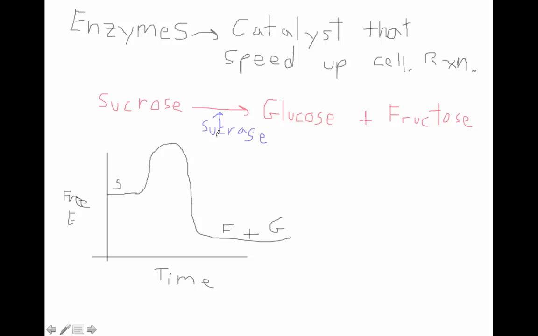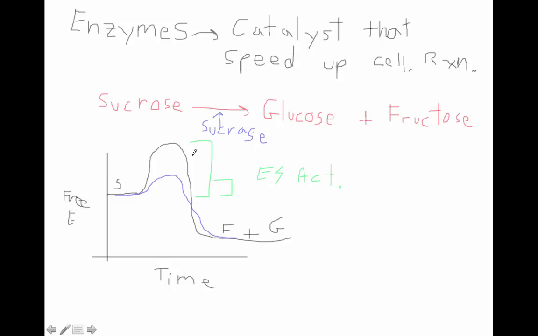So what this enzyme sucrase does is it lowers the amount of energy we need to achieve in order to make fructose and glucose. What we call either this without enzyme or this with enzyme, this space here of free energy, we call this the activation energy. Or I'm just going to write it here as energy activation. So energy of activation is needed to generate these products.